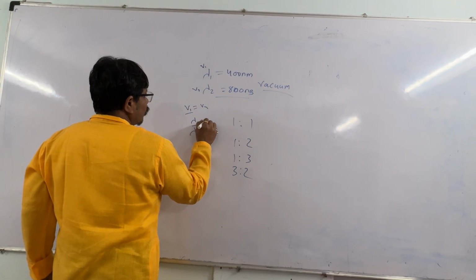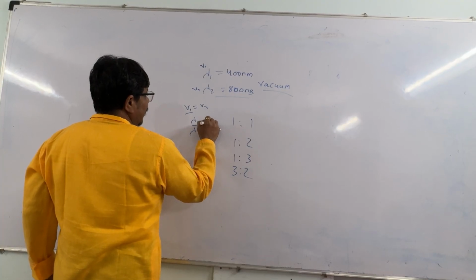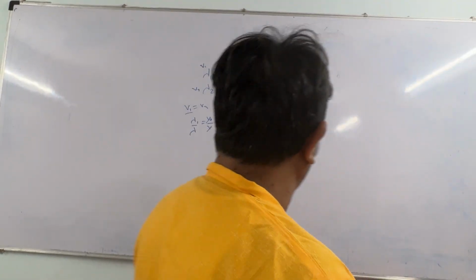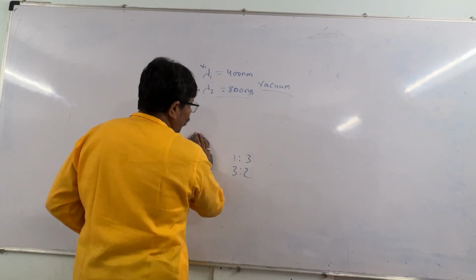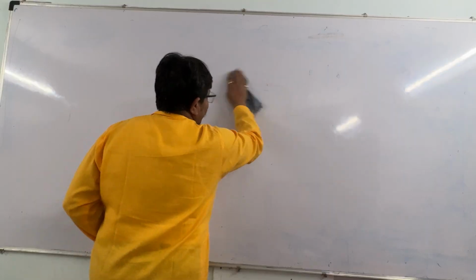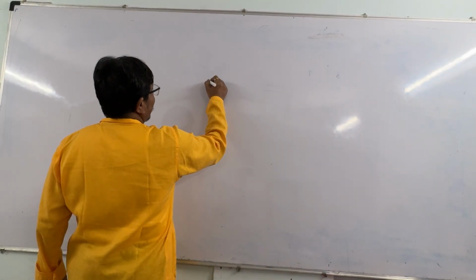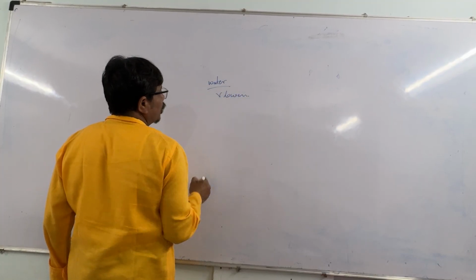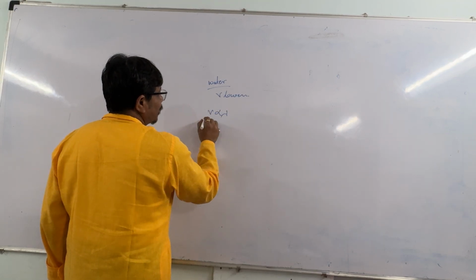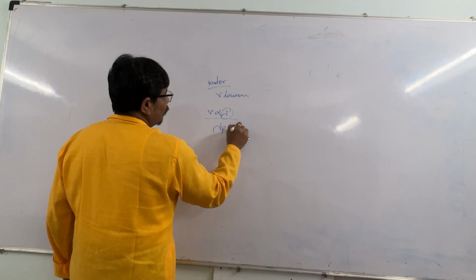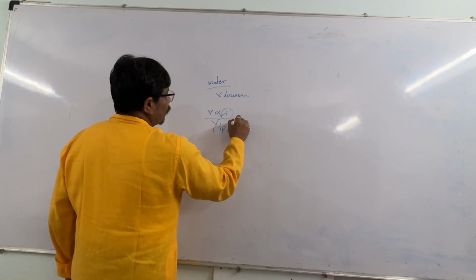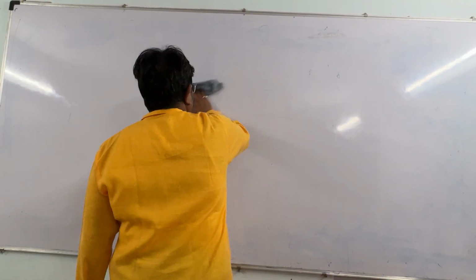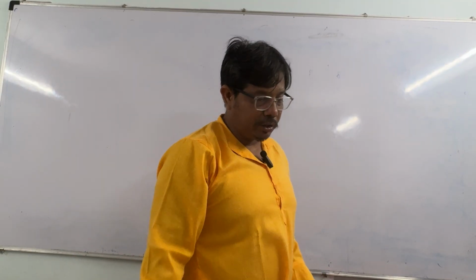So lambda 1 upon lambda 2 is equal to v1 upon v2. You will get the answer 1 is to 1, and that is the right option. In air or vacuum the velocity is the same for all colors, but in a medium like water the velocity is lowered. Velocity is directly proportional to wavelength, so the velocity of red is greater than violet. That is a different case in any medium, but here the velocity ratio is 1 is to 1.